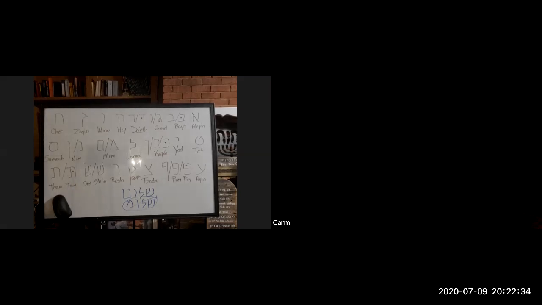You have your regular form. Looks like a short-armed kaf. You'll notice the top is curved, bottom straight. Your final form drops below the line. It looks like the vav, but it's longer. It drops below the writing line. So does your kaf sofit, below the writing line.